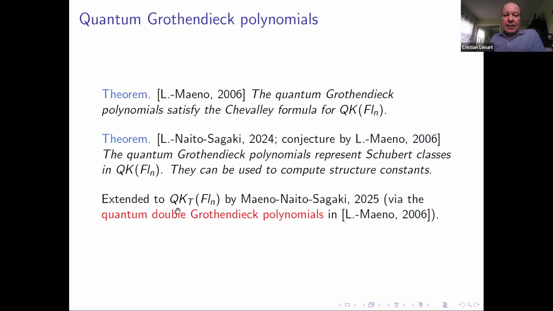This was then extended to T-equivariant quantum K-theory of the type A flag manifold by Maeno, Naito, Sagaki, published in 2025. And now they used the quantum double Grothendieck polynomials, which we also defined with Maeno in 2006.